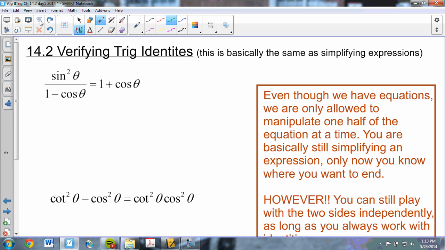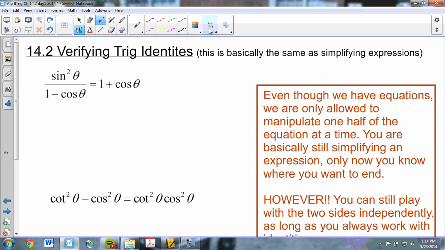Do you want to start with the left side and make it look like the right side, or make the right side look like the left side? Left side. How come? Because the right side is just one factor. Sure. The left side has more to work with, and that's fine.